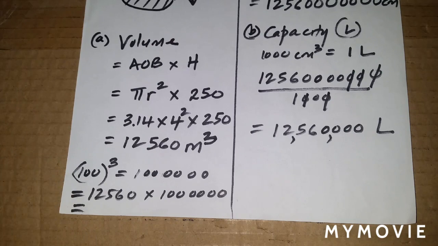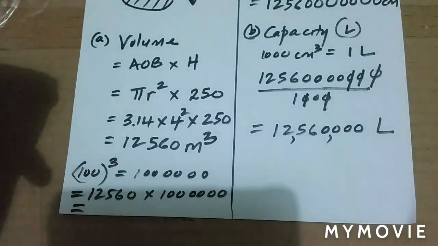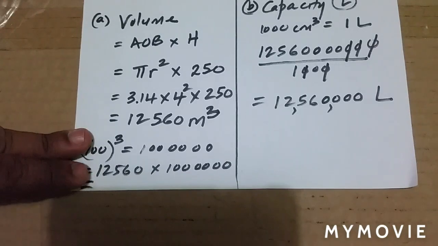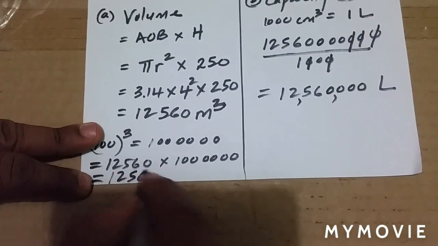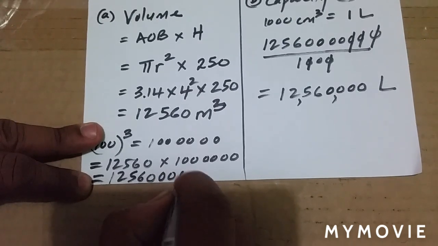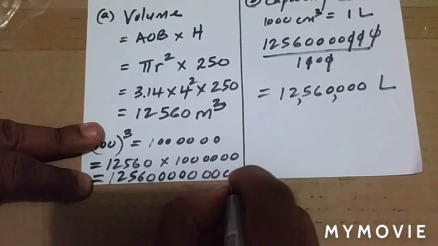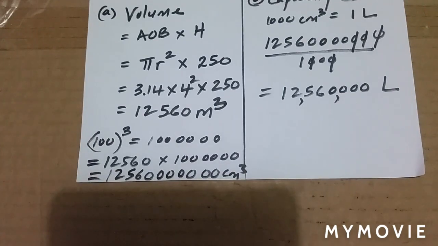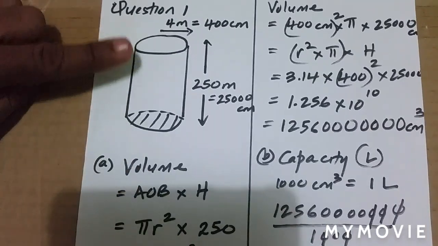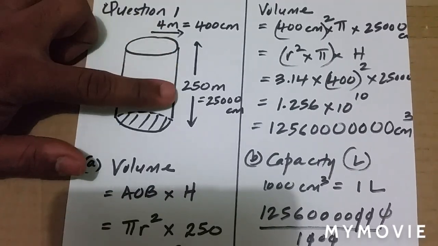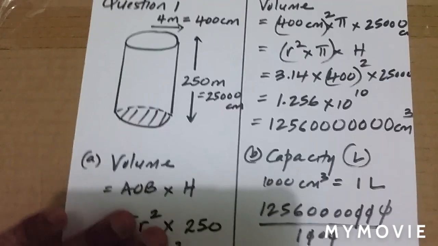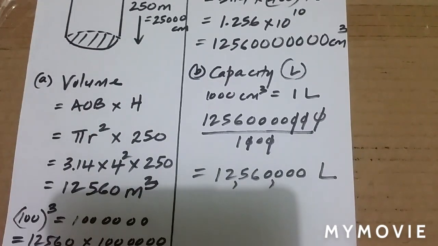So if you multiply 12560 times 1 million, you would realize that you get the same value as you got there, which is 12560, and then you added the other zeros here to cm cube. So the long and short of it is, if you're given a solid, in this particular case it's a cylinder, and you're given the values in meter cube, if they're going to ask you for, if you read, this is why it's important for you to read through the question.